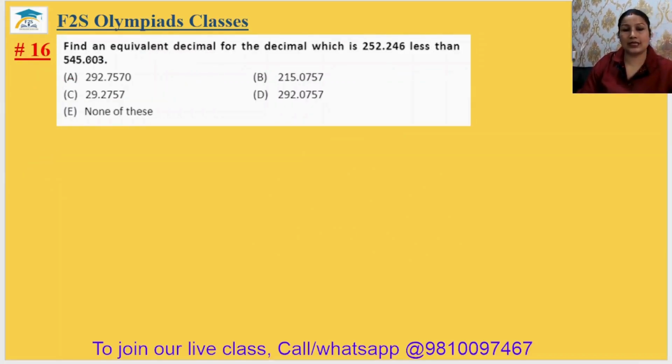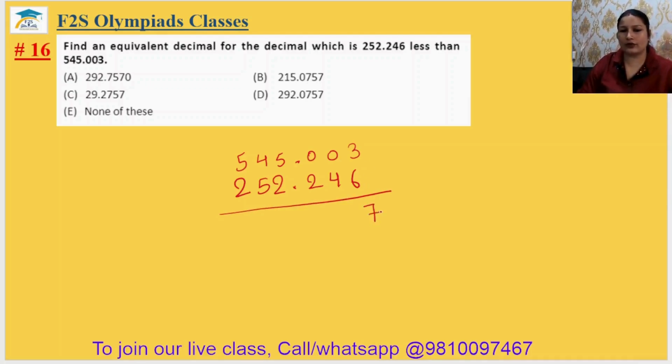Come to question number 16. Find an equivalent decimal for the decimal which is 252.246 less than this. 252.246 is less than 545.003. Now 13 minus 6 is 7, 9 minus 4 is 5, 9 minus 2 is 7, 4 minus 2 is 2, and 14 minus 5 is 9, here it is 2.